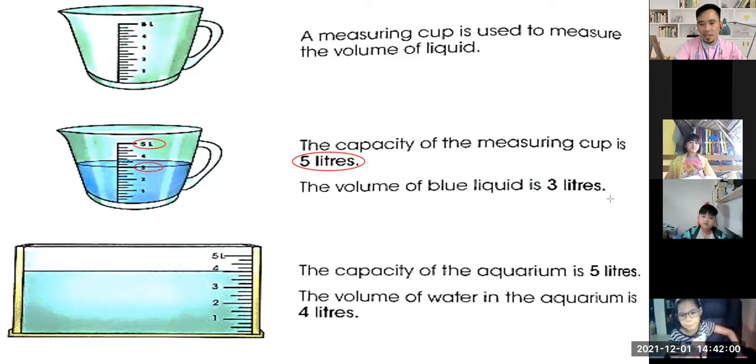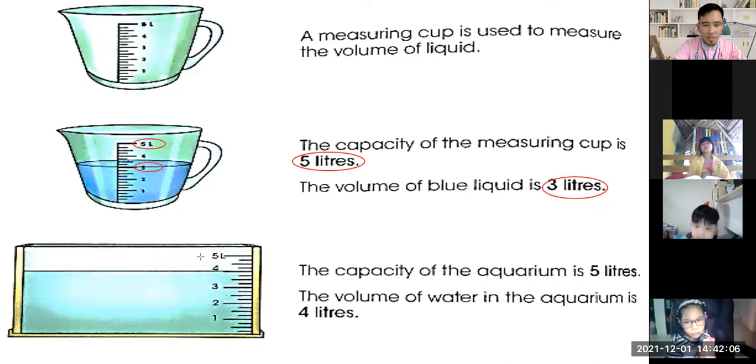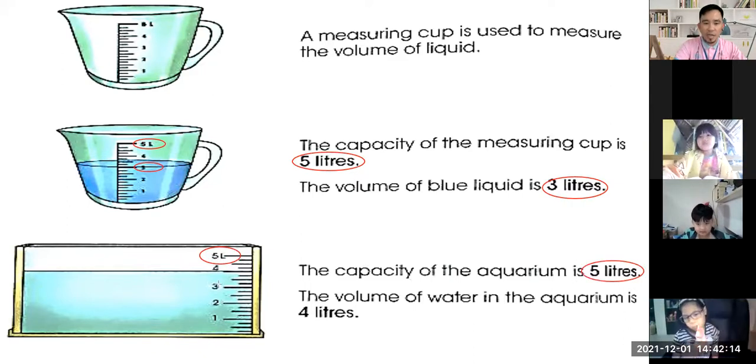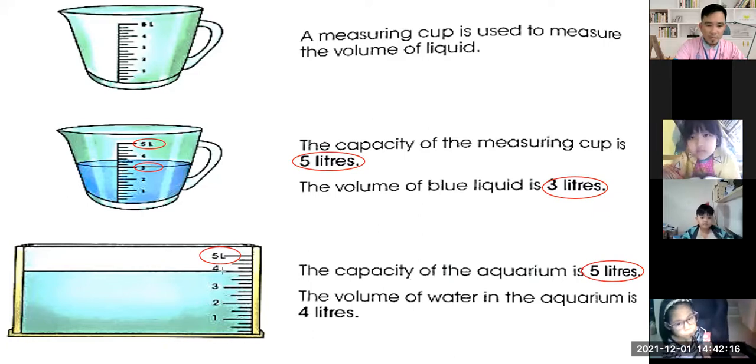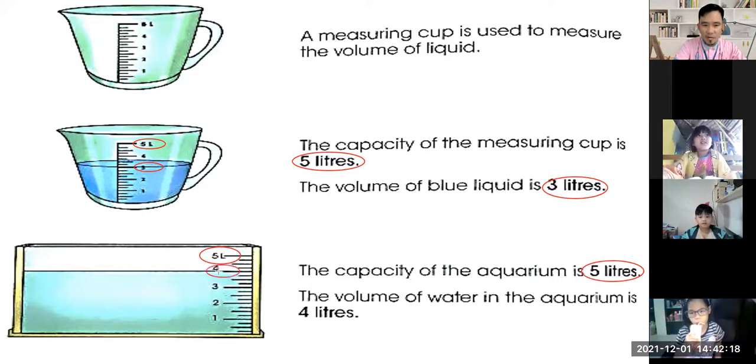3 liters. How about here in the aquarium? What is the capacity of the aquarium? 5 liters. And what is the volume here of water? 4 liters. It's easy, right? This one is very easy.